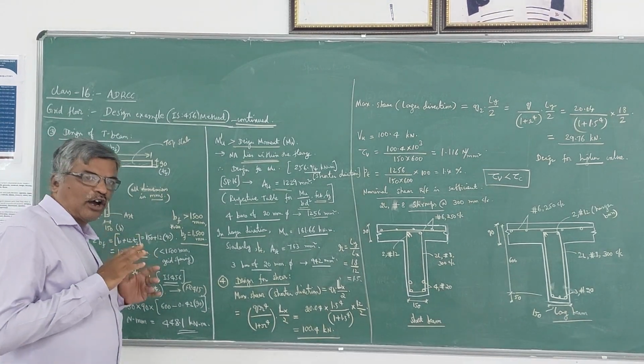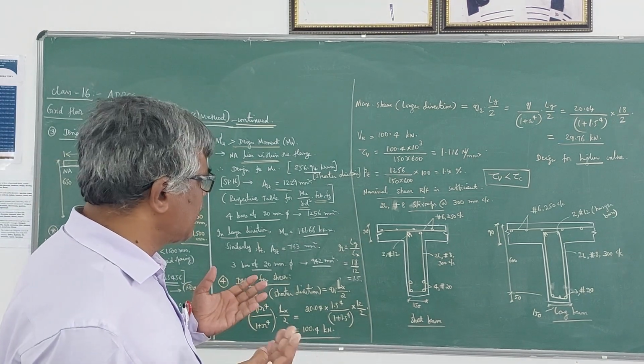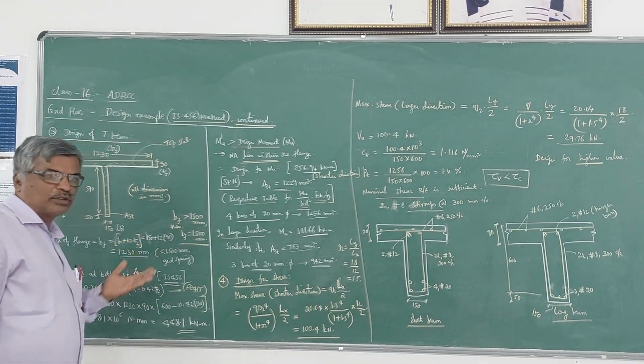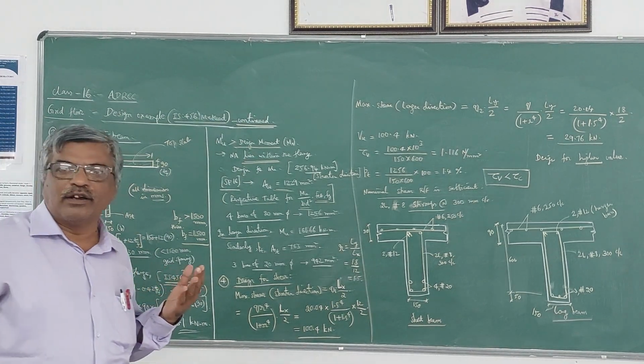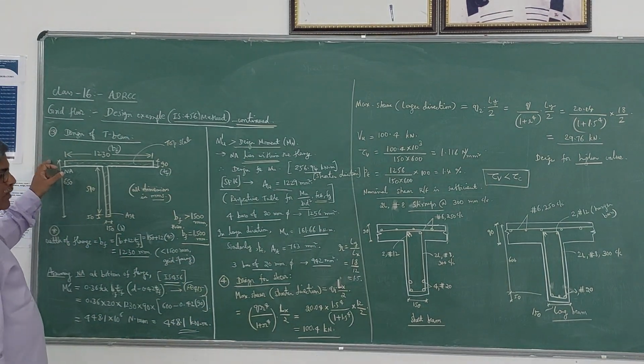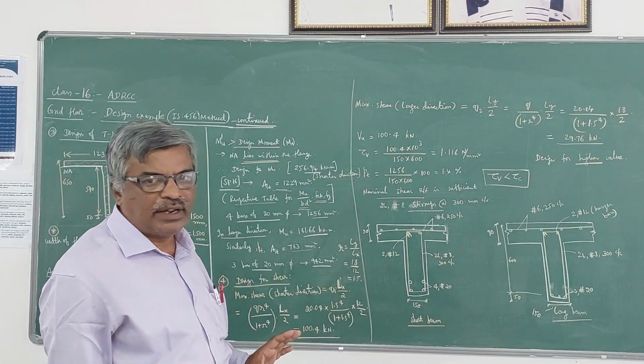So we have designed the top slab portion. Then we have designed the rib portion. Then we have done the analysis for the rib portion. We have calculated the maximum bending moment and all. Then we have designed the T-beam, and then we have checked for shear, and the detailing has been explained.